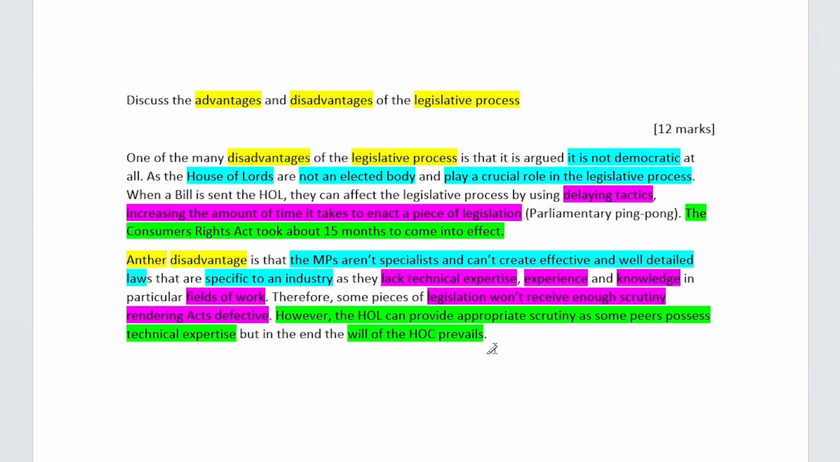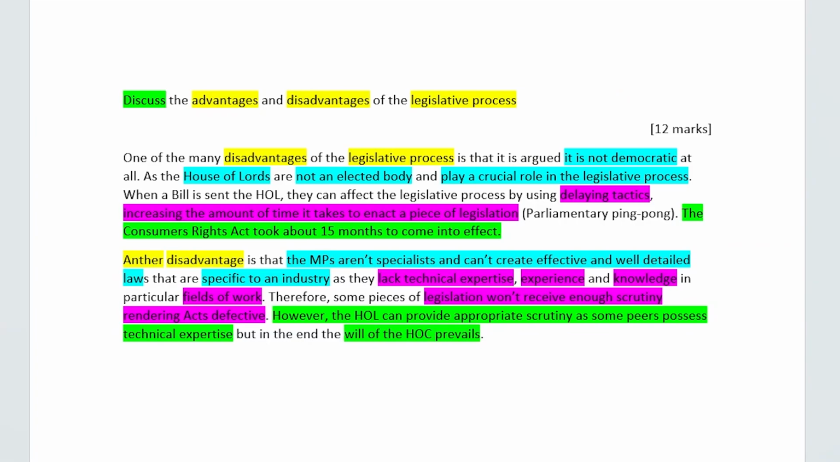And it also shows that you're linking your answer back to the question, because the question is telling you to discuss the advantages and disadvantages. So here you're discussing the advantage and its extent. So using this however statement, you're discussing the extent of the disadvantage. You're saying, yes, it's a disadvantage, but to an extent, as the House of Lords can apply scrutiny.